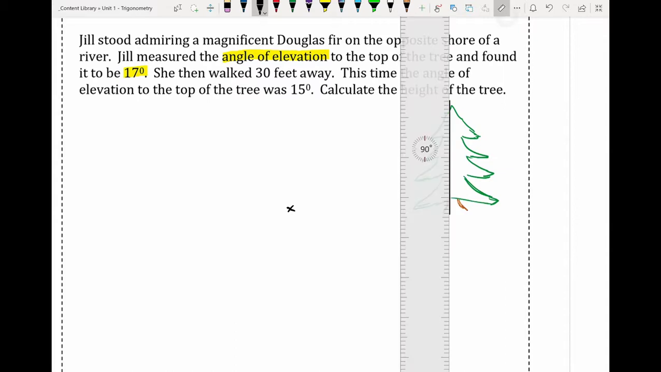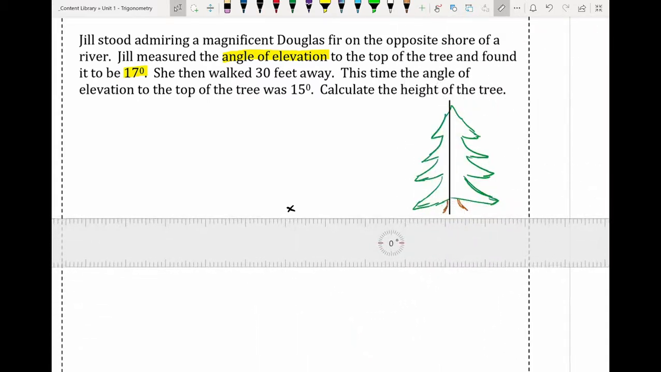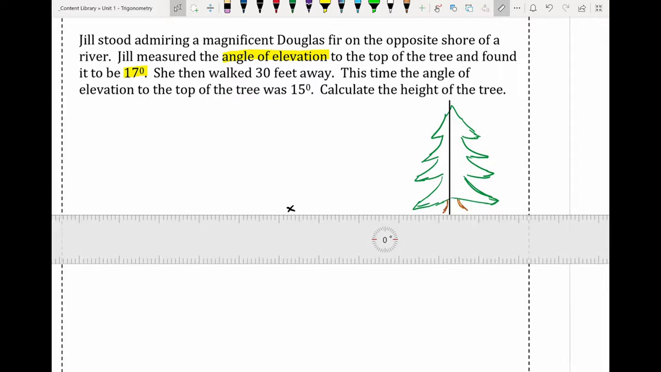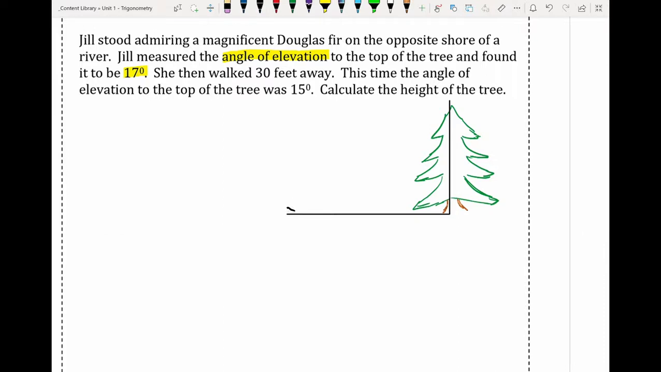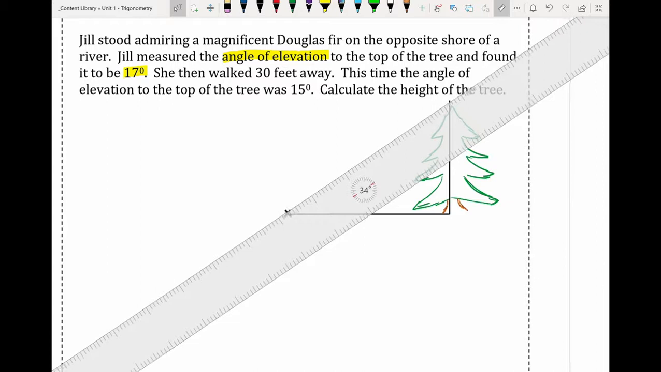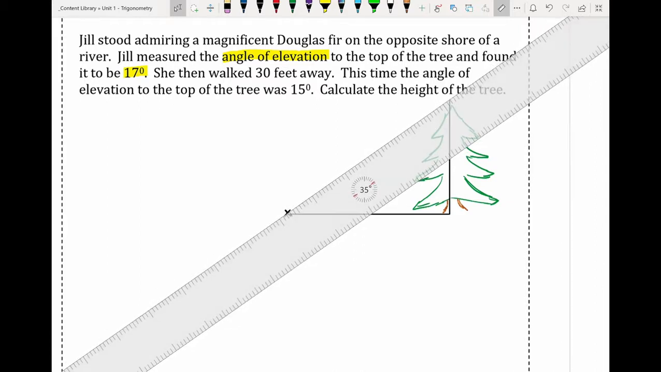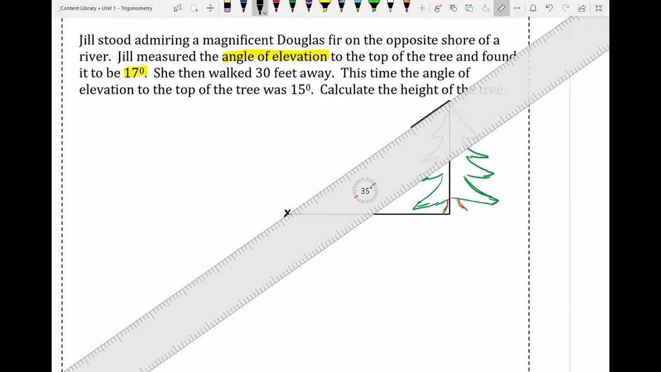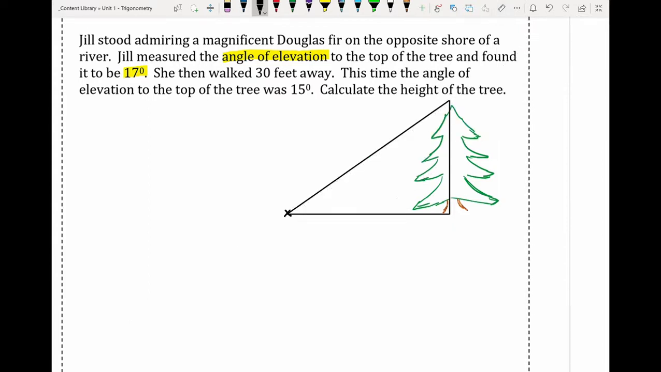I'm going to put an X there. I'm also going to connect that with a straight line from the base of the tree, because I know that there is a horizontal distance from where she was standing to the base of the tree. Now, angle of elevation means going from the horizontal up. So her view, similar to what we've done in the past, from this horizontal up to the top of the tree, I'm going to draw that line to represent that angle, and now I can write that angle in. Angle of elevation right here was 17 degrees.